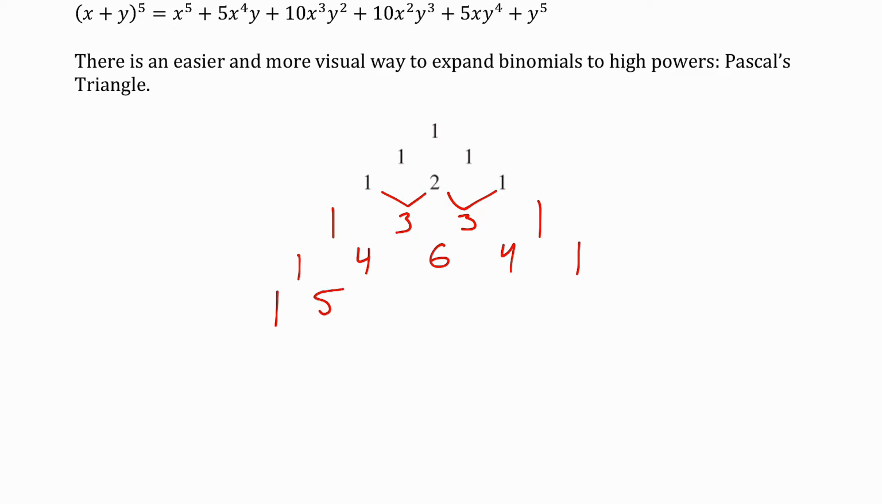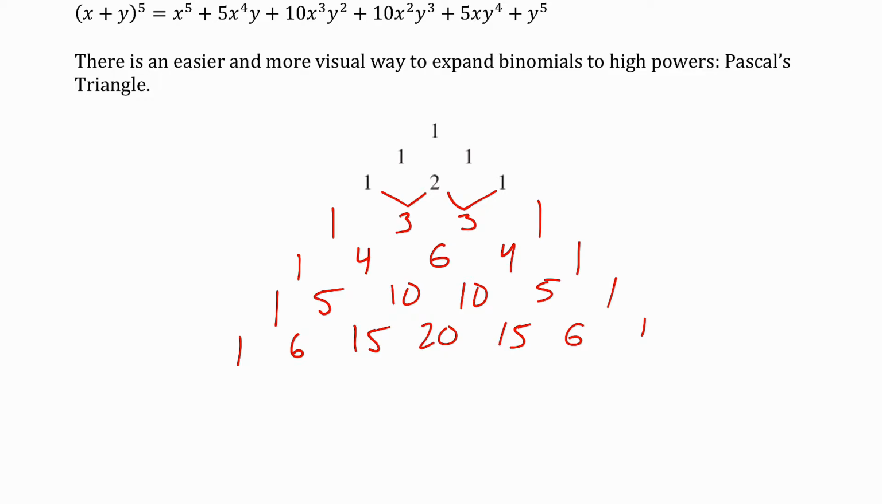We go a couple more rows. 1, 5, 4 plus 6 is 10, 6 plus 4 is also 10, 5, 1. And let's do another: 1, 6, 15, 20, 15, 6, 1. And again, we can keep going literally forever if we have enough space.